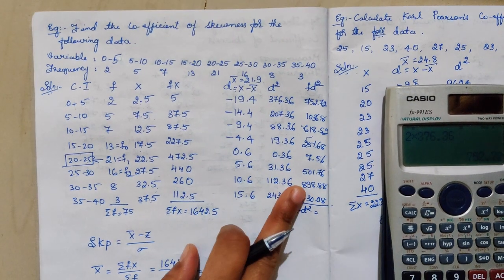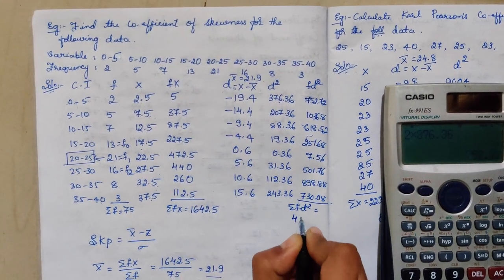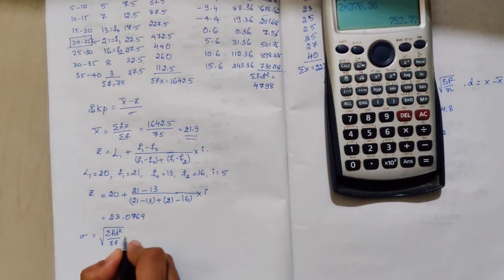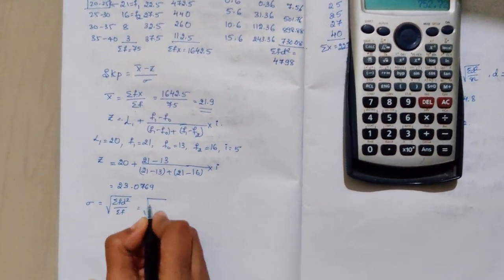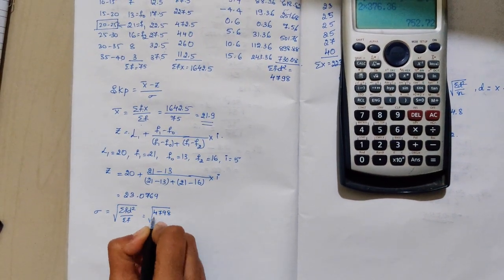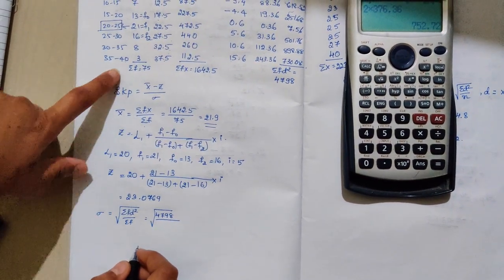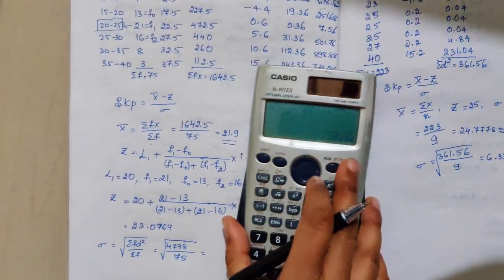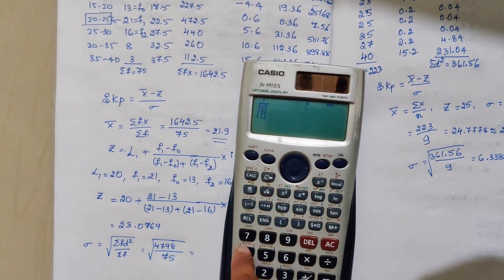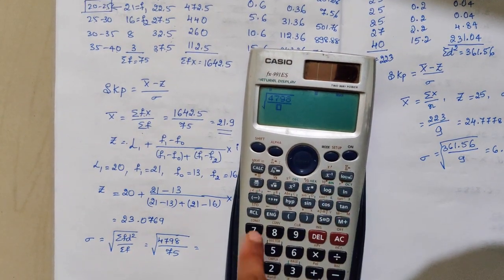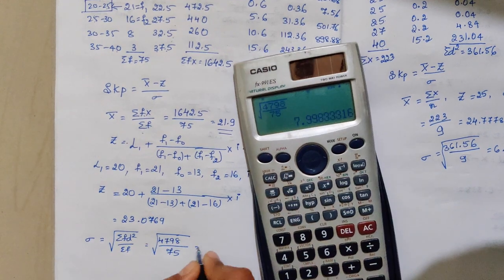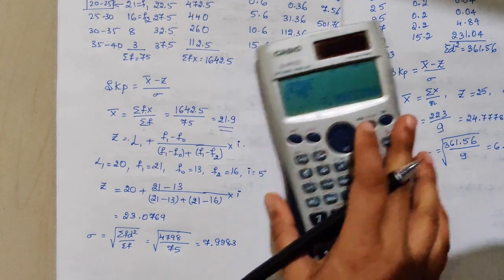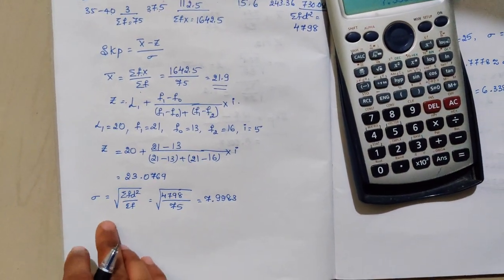If we add all the fd square values, we get the answer as 4798. Now we substitute in the formula, that is the square root of 4798 divided by summation f. Summation f is 75. So if we simplify, that is root of 4798 divided by 75. We get the answer as 7.9983.